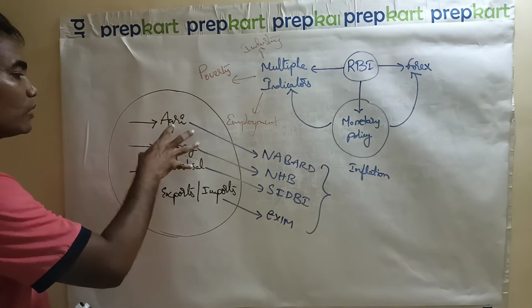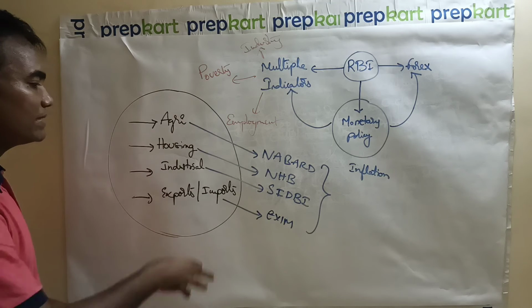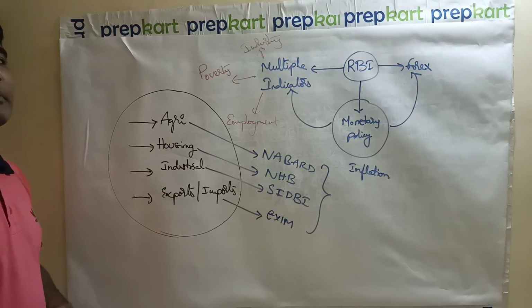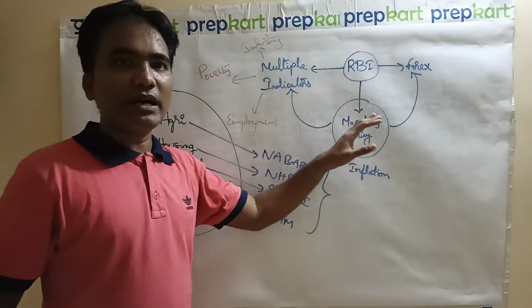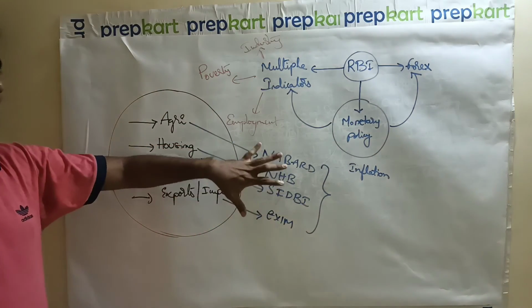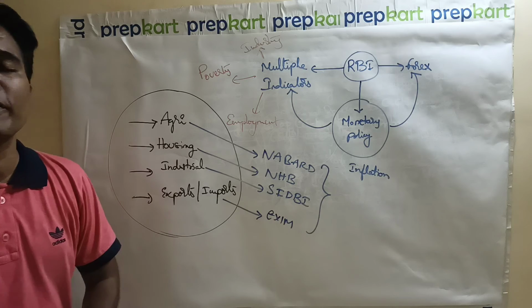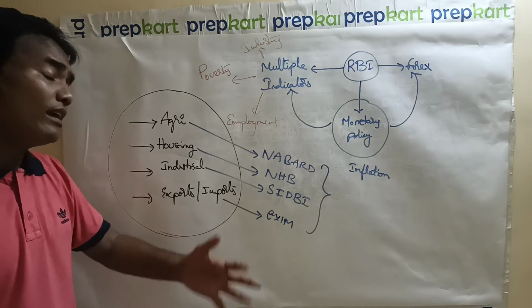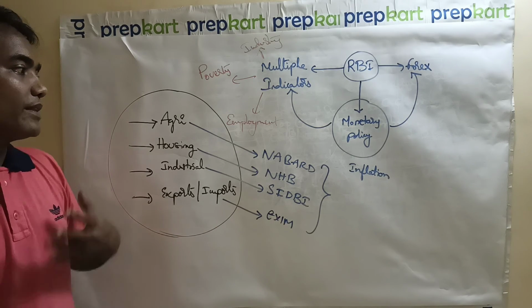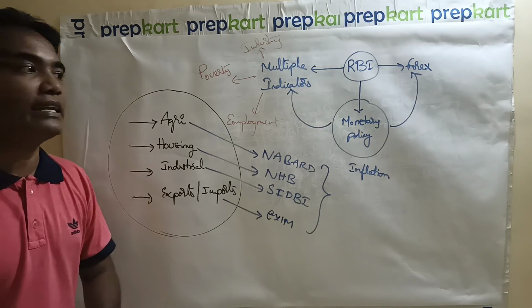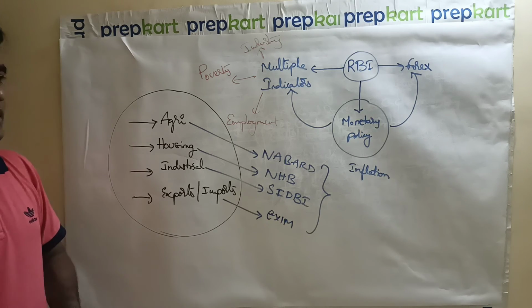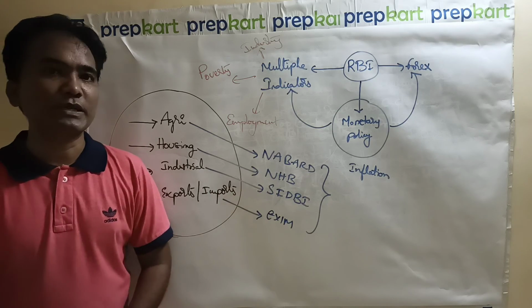Agriculture segment, housing segment, industrial development segment, exports and imports segment. That is why these are called specialized banks or developmental banks, and they are sharing the burden of the Reserve Bank of India. And when it comes, I will explain NABARD separately, NHB separately, SIDBI separately, and Exim Bank separately. That is all for now with respect to specialized banks.